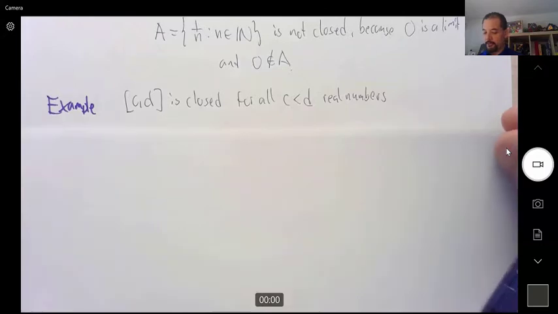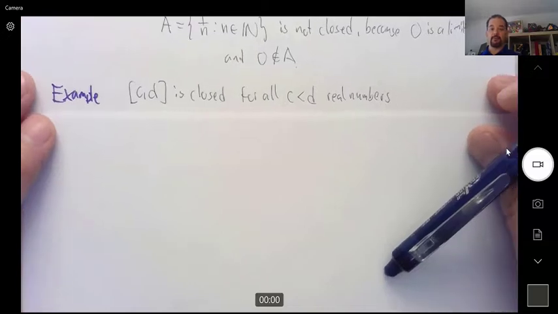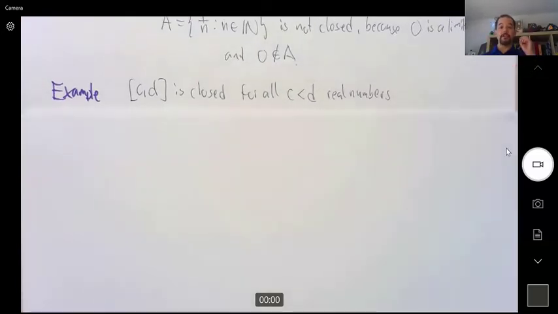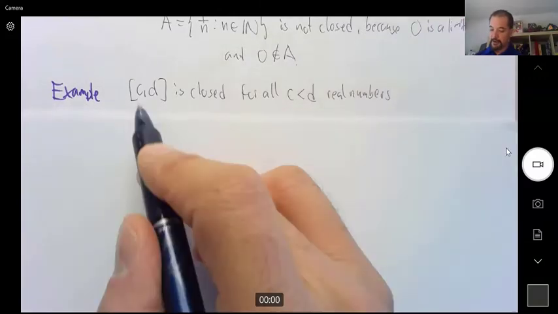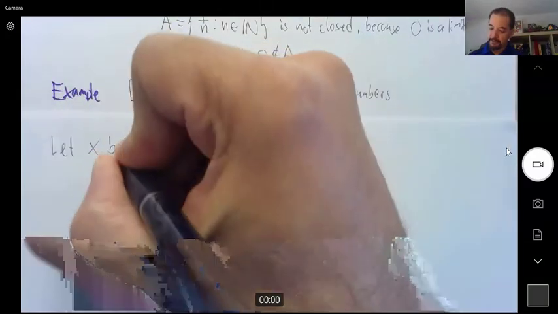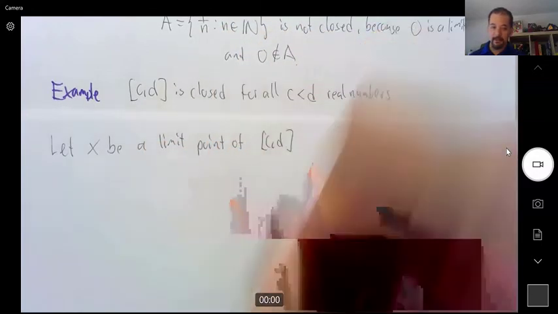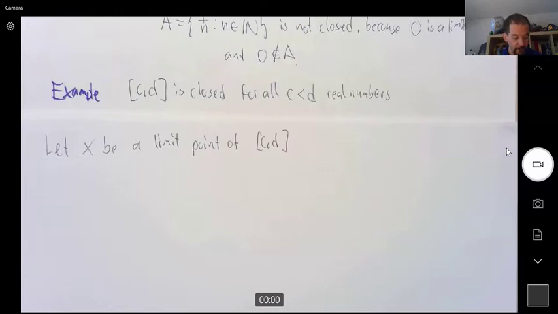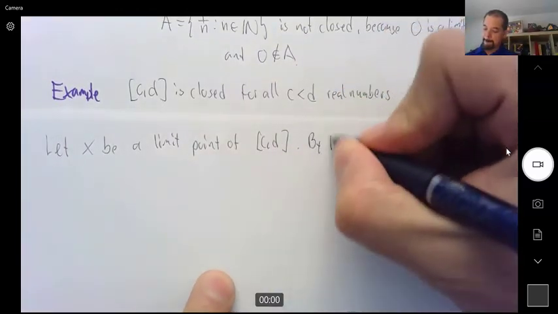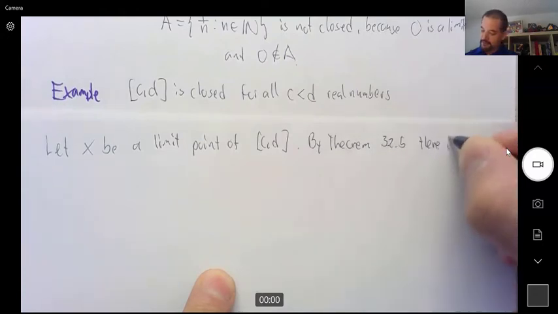And for limit point, we can now use our alternative definition. So we could use that every epsilon neighborhood intersects the set at a point other than himself, or we can use that there is a sequence with that limit. And I think we'll use that one. So let's pick a limit point of this guy. So let x be a limit point of [c,d]. What is the meaning of that? Well, we already said it, but I'm going to use the theorem we just proved. So by theorem 3.2.5, there is a sequence.